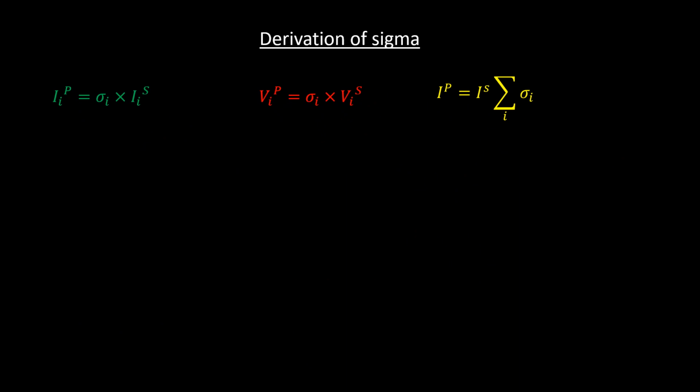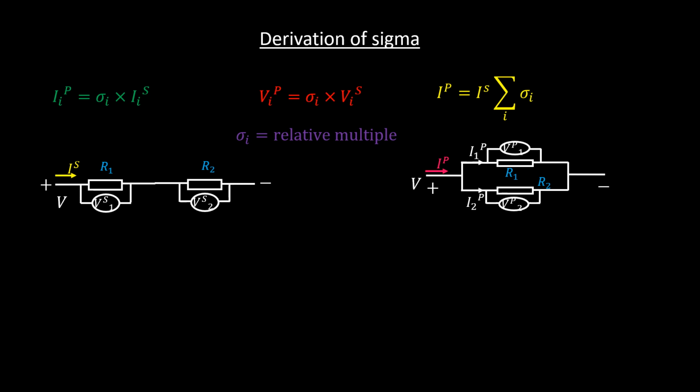Let's call sigma the relative multiple. The next question now is, how can we find sigma for any given situation? To answer that, let's refer back to our circuits, but this time we shall analyze them more generally.